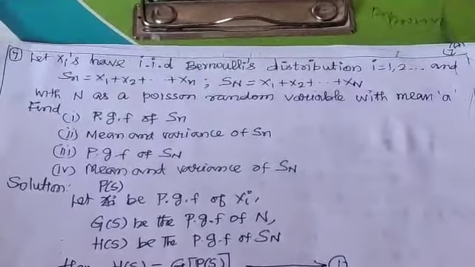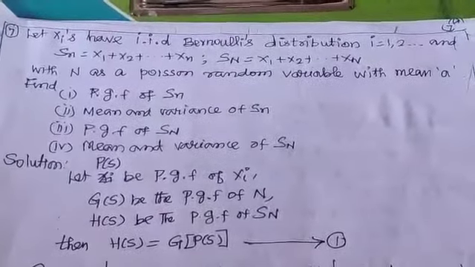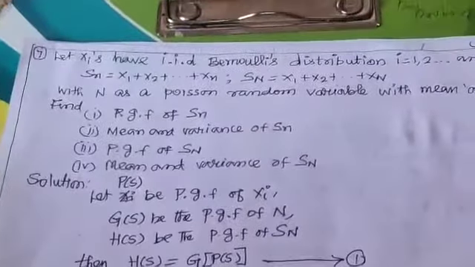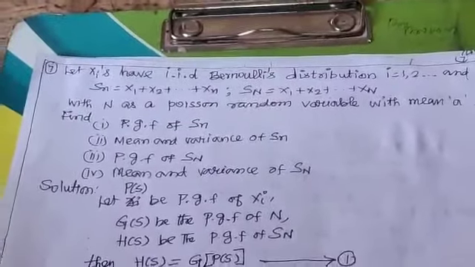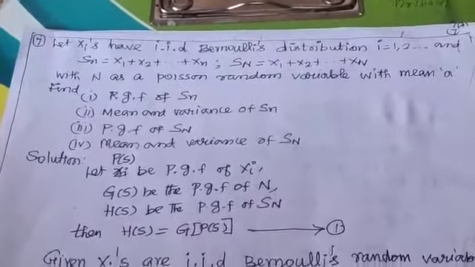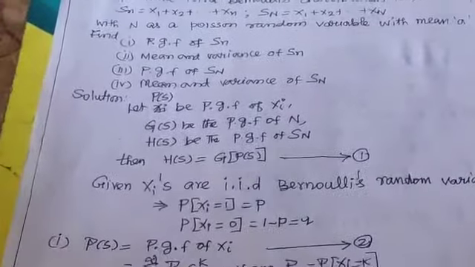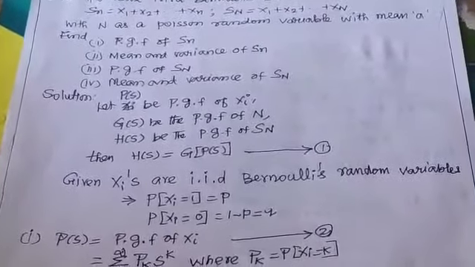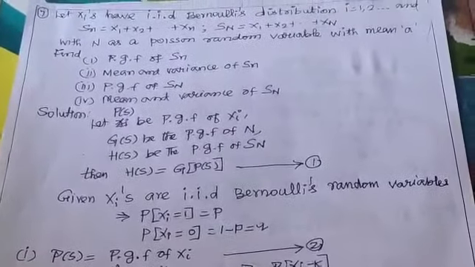Let Xi, i equal to 1 to n, have IID Bernoulli distribution, and Sn equal to X1 plus X2 plus up to plus Xn. S capital N equal to X1 plus X2 plus up to plus XN, with N as a Poisson random variable with parameter a. Find: first, the probability density function of Sn; second, the mean and variance of Sn; third, the probability density function of S capital N; fourth, the mean and variance of S capital N.